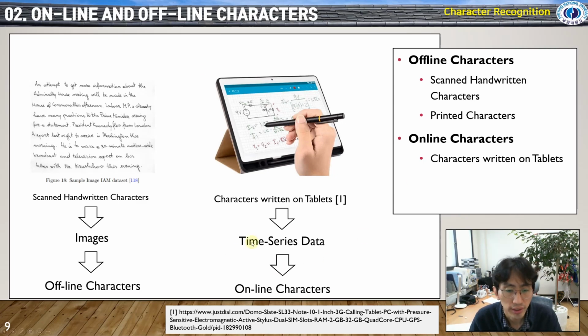In the second case, the characters written on the tablets are not much related to images, but have more information. Of course, we can make an image from the recorded data, but because we have more information in this type of data, in most cases, to recognize the characters on a tablet, we use the time series data without converting it to an image.